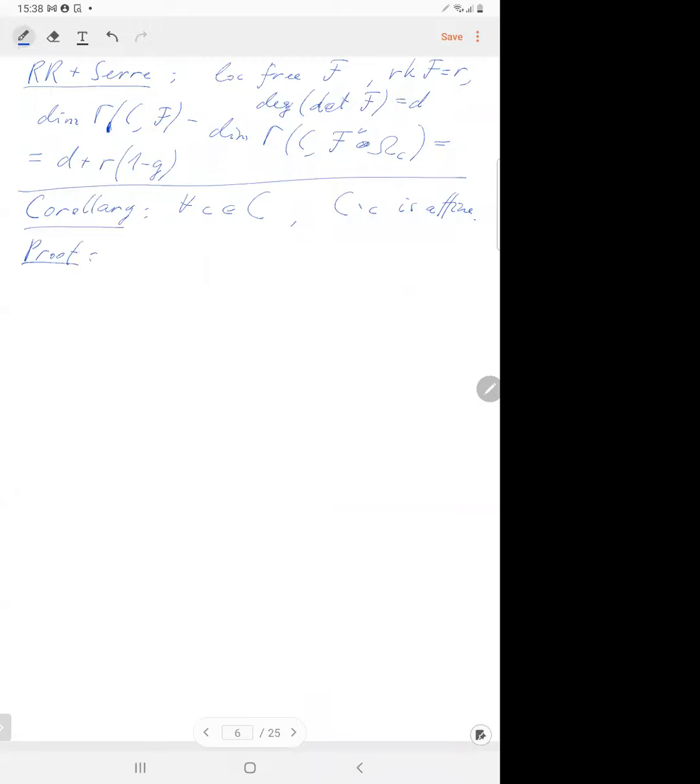And the proof is immediate, because for very big n, the Euler characteristic of the sheaf twisted by this point with multiplicity n will be positive, and hence the global sections will be positive.